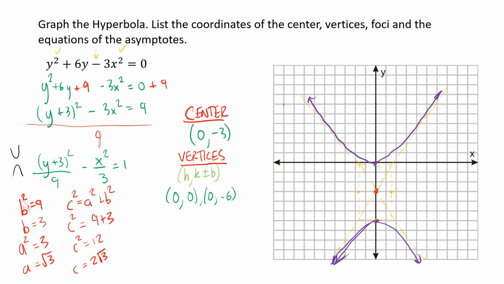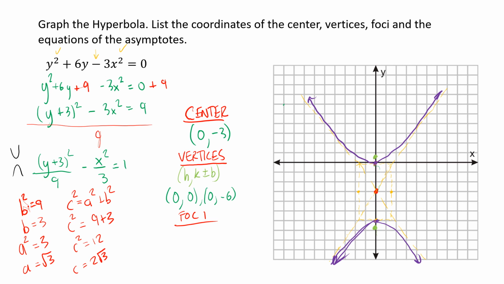We also want to know where the foci are. And the foci are going to be 2 root 3 away. Again, root 3 is about 1.7, so 2 times root 3 would be about 3.4. So the foci are going to be like in this area here. Okay, that one's a little too far, but it doesn't matter. It doesn't have to be perfect.